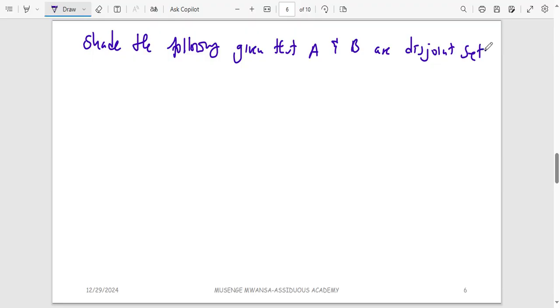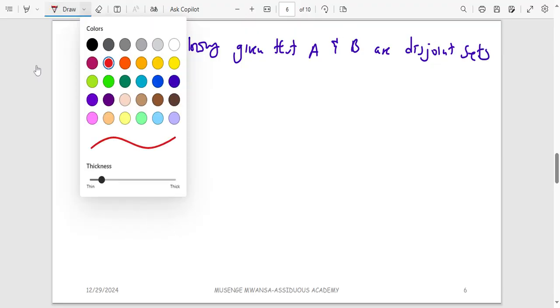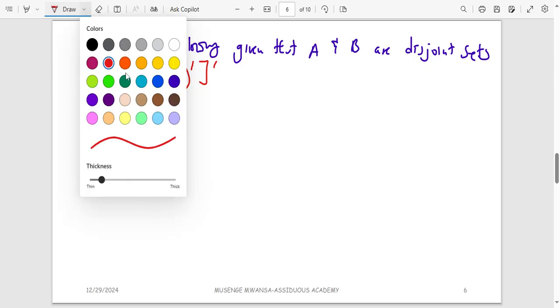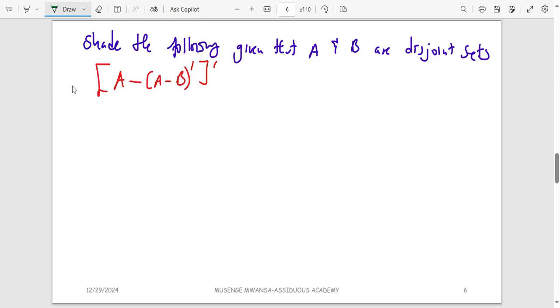So what do we do in that case? Let's give an example of a question. Say we have A minus (A minus B complement), so we have a complement here and another complement. First thing first that we're going to do is simplify. So change the minus first.